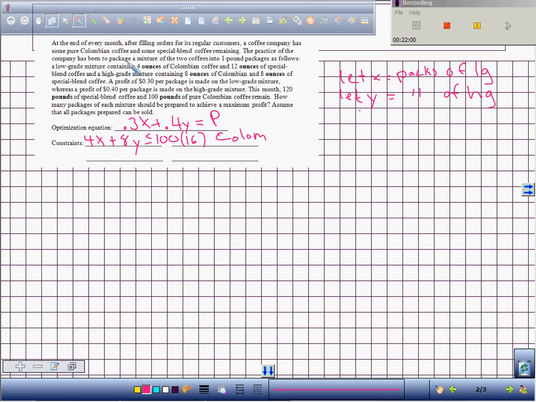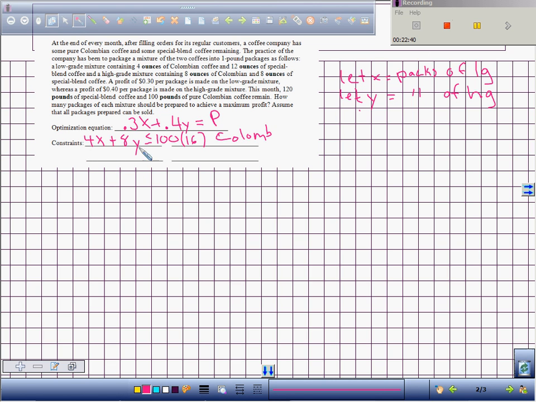You would think that, and that's where I got confused too. You would think it's 4C plus 12Y, but it's not, because this is the ounce. X and Y are the packages of the low-grade mixture and the high-grade mixture, not of the Colombian and the other one. So this is very confusing in that sense. So 4X, how many ounces of Colombian does the low-grade mixture use, and how many ounces of Colombian does the high-grade mixture use, and the restraint is how many ounces of Colombian coffee do I have altogether?